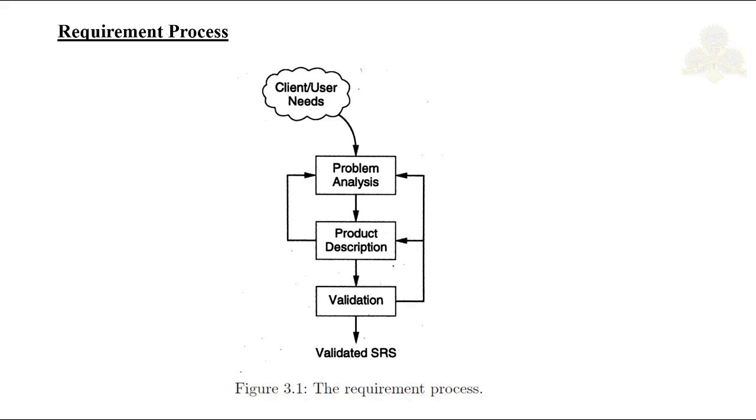So the arrows from the validation phase to product description and from validation to problem analysis specify that if we have any problem during validation, that problem can be analyzed again, then the SRS can be modified again, and then validation of the SRS can be done.